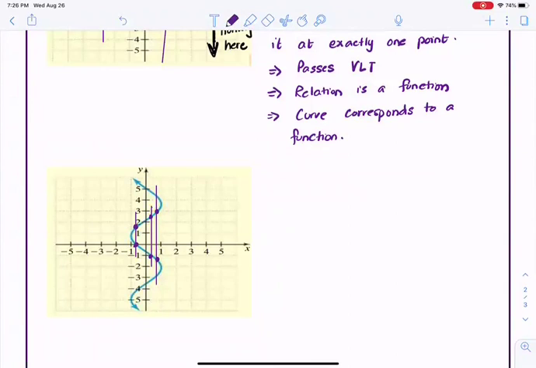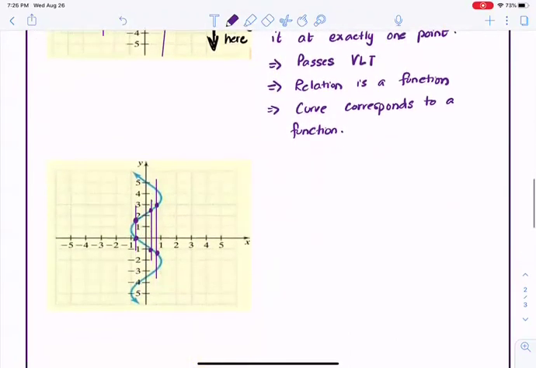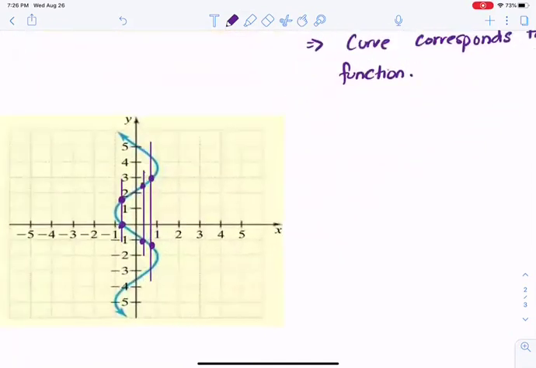But we have to look at the entire domain of the function in the previous case. But in this case, if it fails at 1 point, and that's all we need, if a relation doesn't satisfy the condition for a function, even at one single point, then that relation cannot be a function. So here, we've got a whole bunch of vertical lines that fail the vertical line test.